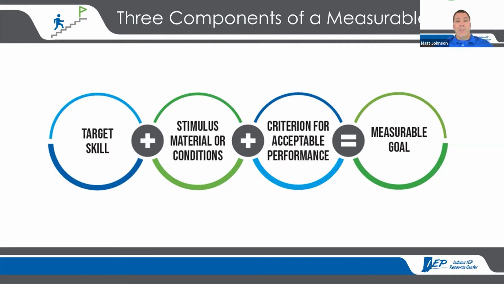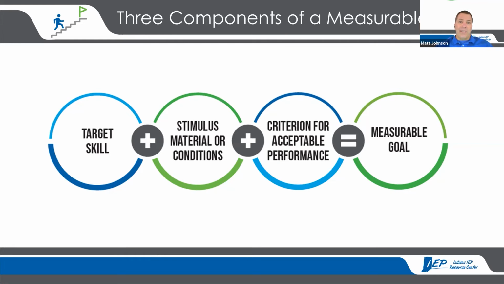So the goal statement, when it's boiled down to its necessary components, has basically 3 parts. I'm going to talk about an optional thing here shortly also, but these are basic 3 components. We have a skill that we're trying to target.